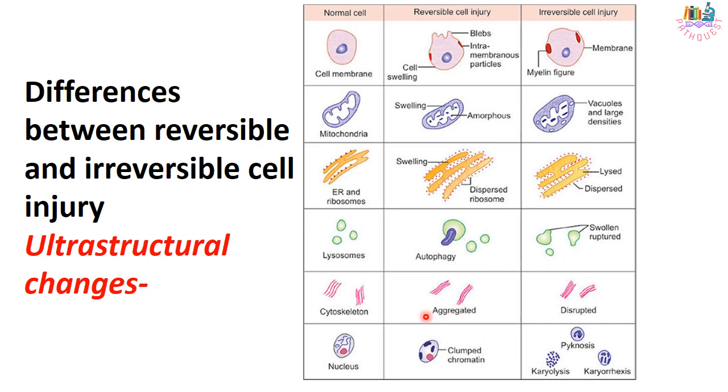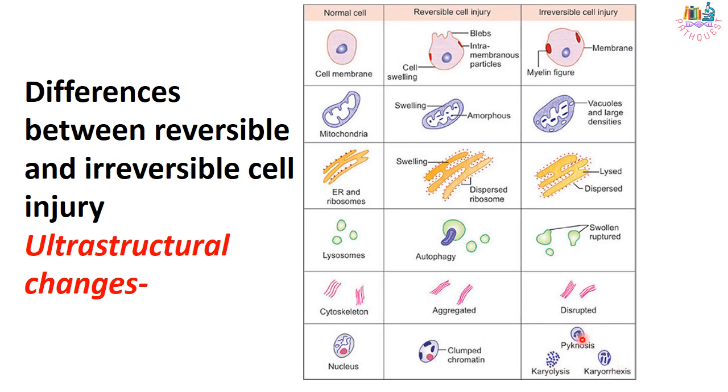In reversible cell injury the cytoskeletal elements are aggregated, whereas in irreversible cell injury they are disrupted. In reversible cell injury, the nuclear chromatin is clumped or gathers together, whereas in irreversible cell injury, there is severe damage to the nucleus and it goes through different stages of pycnosis, karyolysis, and karyorrhexis.